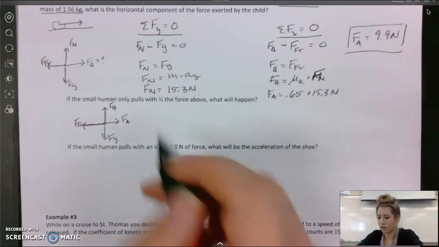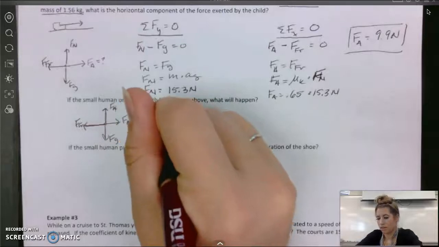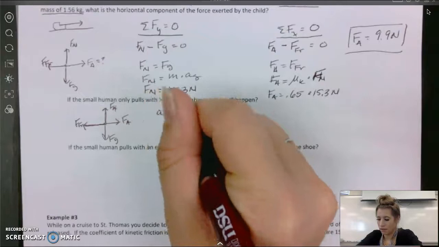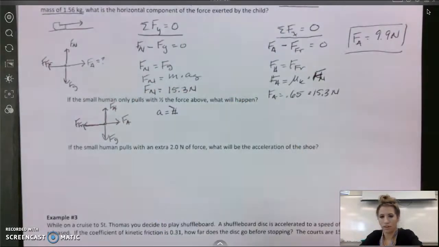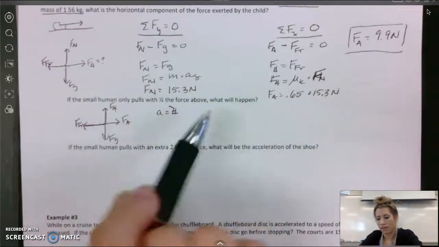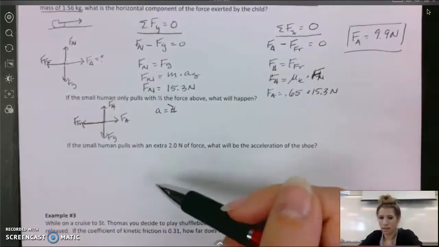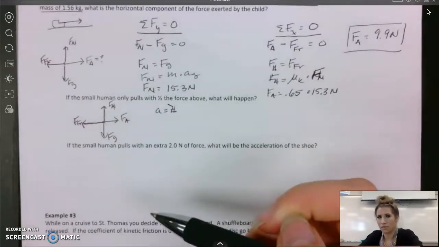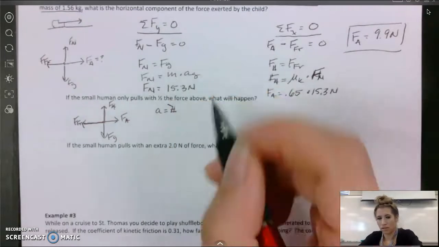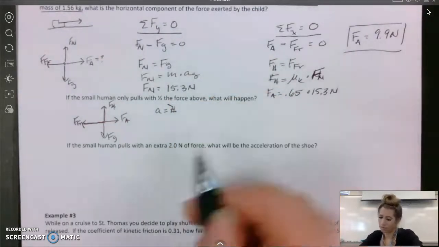the negative direction. So acceleration is going to equal some negative number, which means that since we were traveling to the right, and our acceleration is to the left, we're going to slow down and eventually stop. Okay, so what will happen? We will slow and eventually stop.